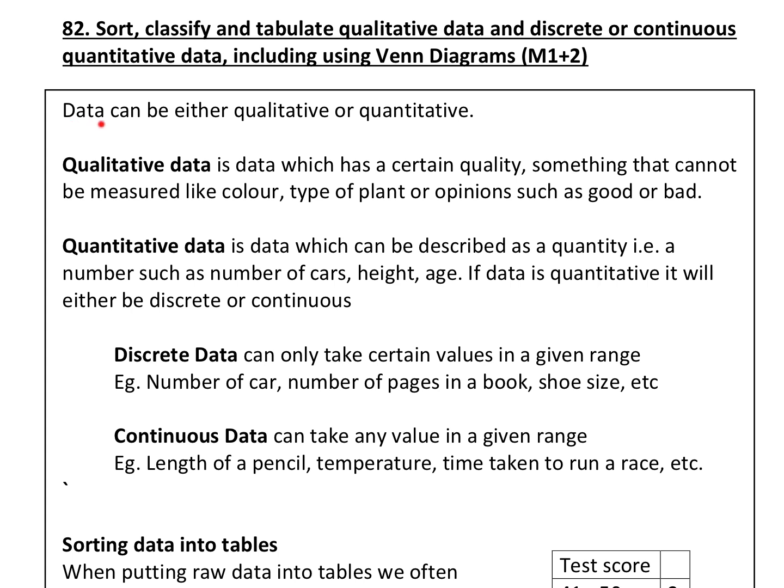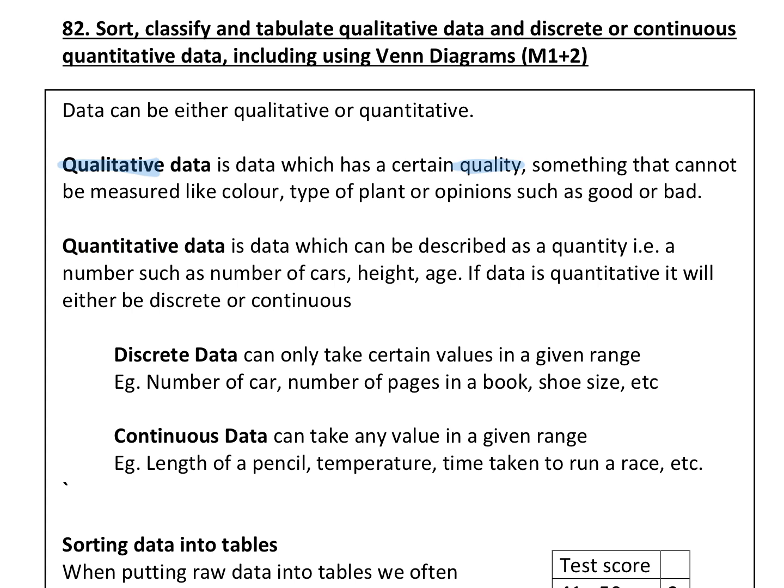First of all, we need to recognize that data can be either qualitative or quantitative. What does that mean? Qualitative data is data which has a certain quality. And so the clue is in the name. Quality, qualitative. And think about what a quality is if somebody has a quality. It's something that cannot be measured, like colour, type of plant, opinions such as good or bad, i.e. something that isn't a number, mostly.